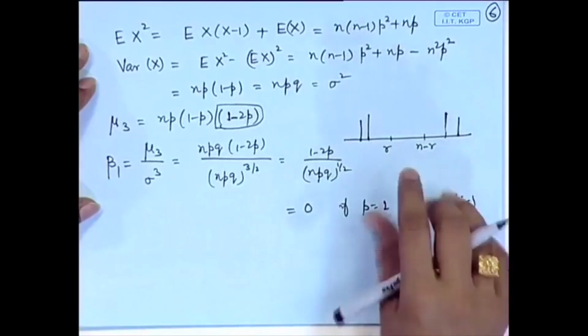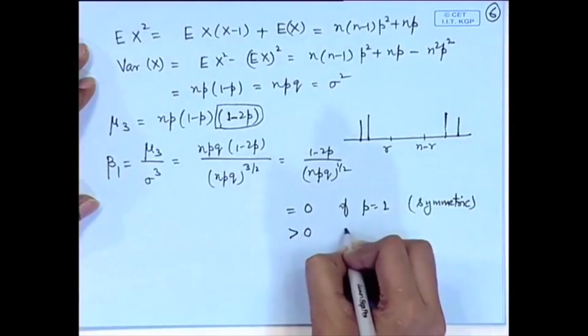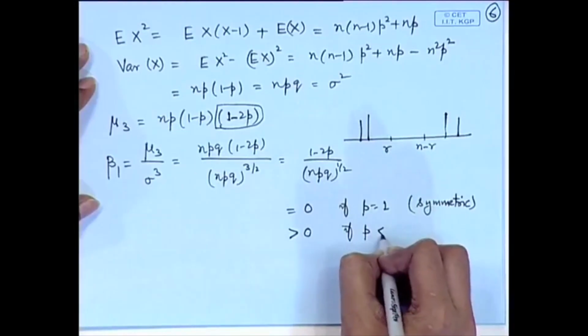Which is obvious also, because in a binomial distribution we are looking at the probabilities of success and failures, and in each individual trial the probability of success and failure is the same. For example, if you are tossing a fair coin, then the distribution must be symmetric. This is greater than 0 if p is less than half.